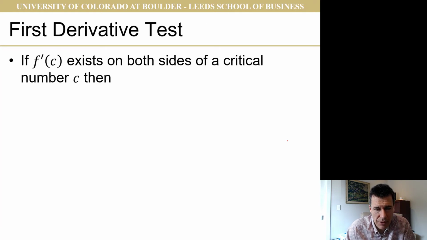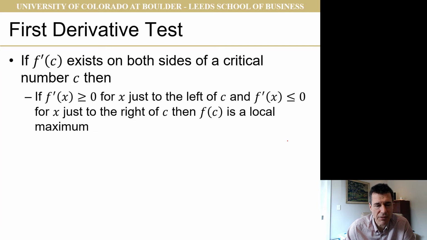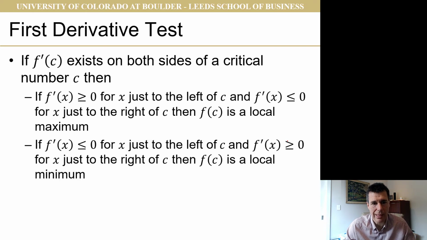So that gives us the first derivative test. If the derivative exists on both sides of a critical number c, then if f prime of x is bigger than or equal to 0 for x just left of c, and less than or equal to 0 for x just to the right of c, then f of c is a local maximum. If f prime of x is less than or equal to 0 for x just to the left of c, and f prime of x is bigger than or equal to 0 for x just to the right of c, then f of c is a local minimum.